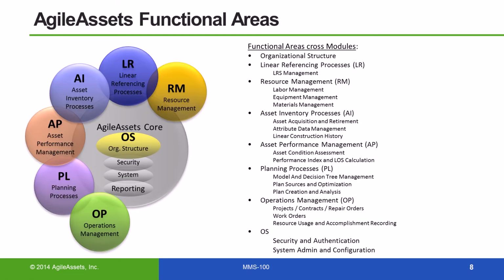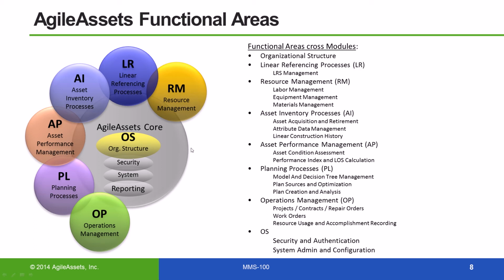As you've seen in SYS 100, when we talk about the functionality of our modules, we like to break that functionality down into basic areas. As part of our Agile implementation methodology, AIM, we typically break down the business processes covered by the Agile Asset suite of modules into these standard functional areas.